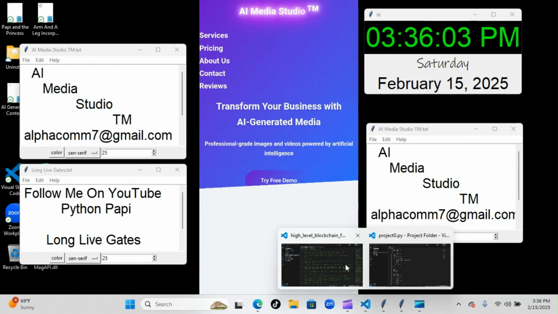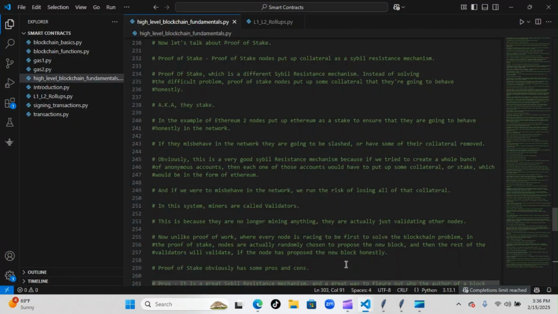Now, the last thing we went over in the high level blockchain fundamentals was proof of stake. This is actually going to be the last topic we touch on because we are at the end of this module. With proof of stake, nodes put up collateral as a Sybil resistance mechanism. Proof of stake is a different Sybil resistance mechanism. Instead of solving a difficult problem, nodes put up some collateral that they're going to behave honestly, aka they stake. In the example of Ethereum, nodes put up Ethereum as a stake to ensure that they are going to behave honestly in the network. If they misbehave in the network, they're going to be slashed, or have some of the collateral removed.